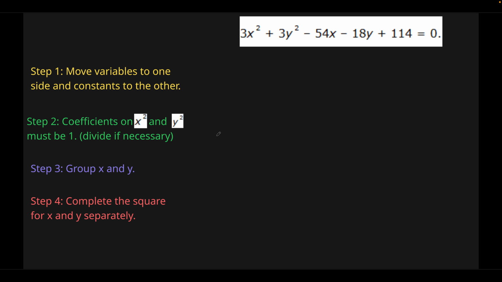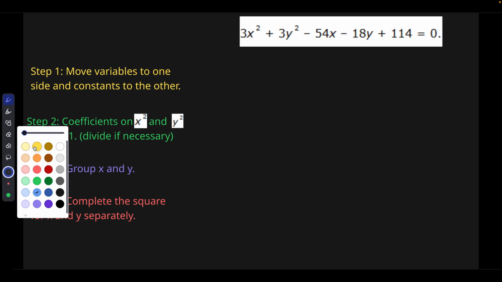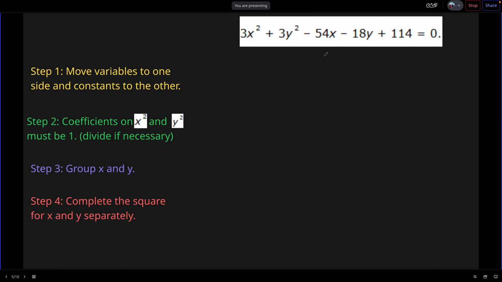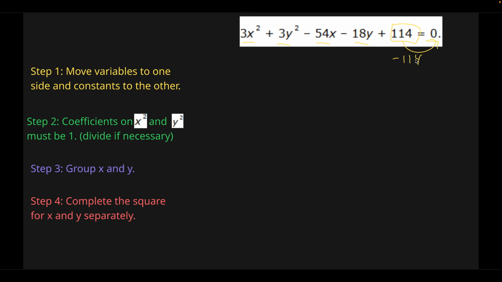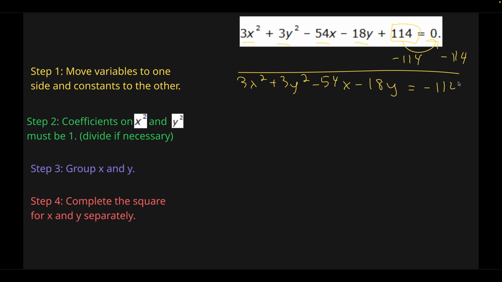Here we go. So over here on the left, we have our steps. So this is a circle, but it's not in standard form, so we need to convert it with these steps. Step one says move variables to one side and constants to the other. This is a constant, so we have to move it over. So we're going to do minus 114 on both sides. Now we have 3x squared plus 3y squared minus 54x minus 18y equals negative 114.